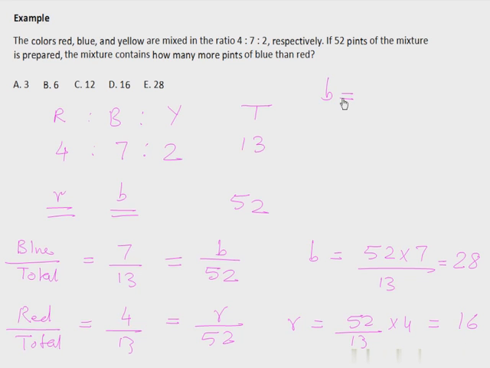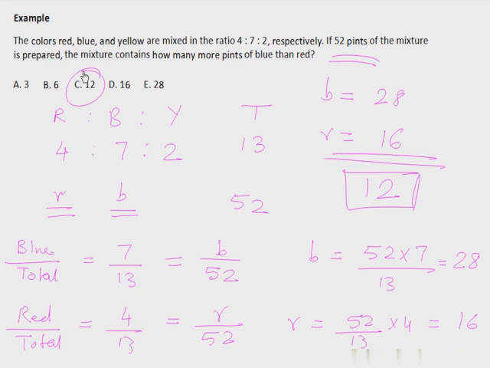So now I found out the actual number of pints of blue is 28 and the actual number of pints of red is 16 in this total mixture of 52. And the question is, how many more pints of blue than red? Which is a simple subtraction, 12. The answer is C.